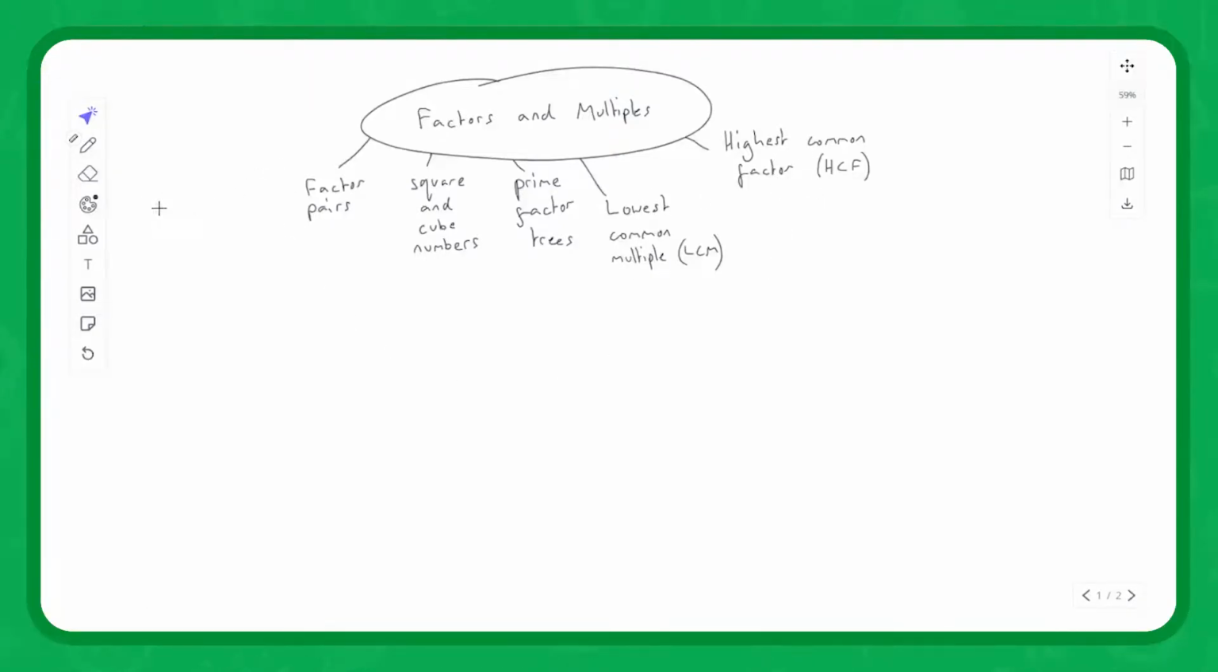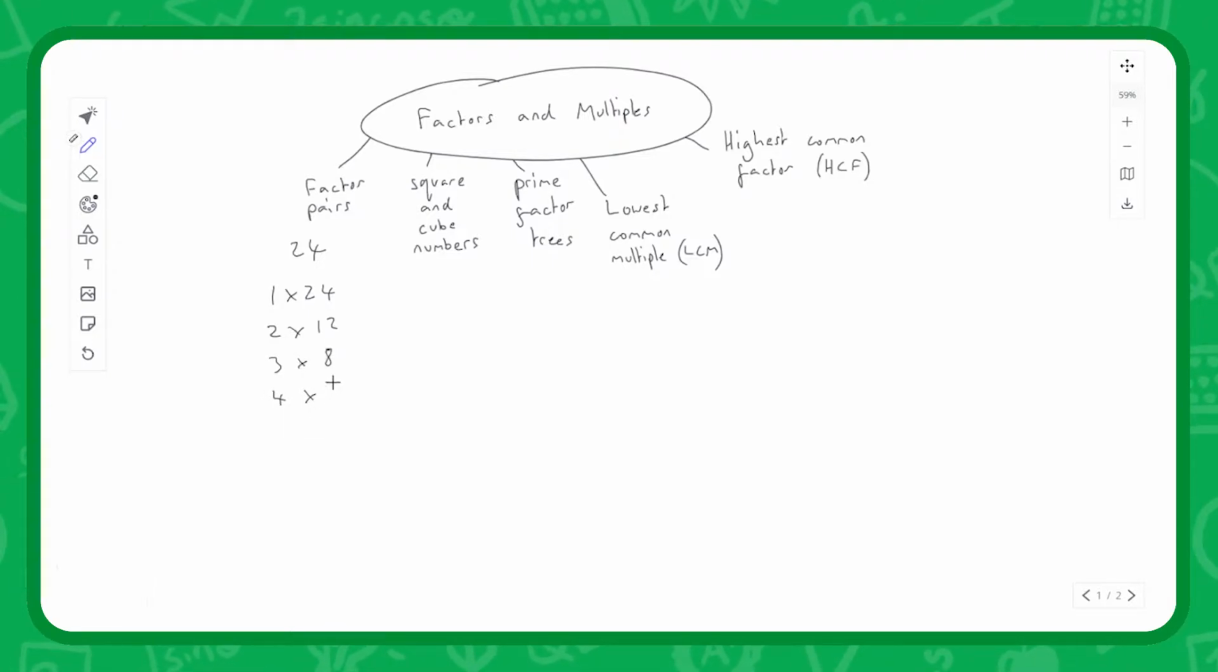So if we look at factor pairs first, let's do an example. Let's start off with, say, 24. That's got quite a few factors. All we're going to do is list out the pairs of numbers that multiply together to give us 24. So I know 1 times 24 gives me 24. I can do 2 times 12, or 3 times 8, or 4 times 6.